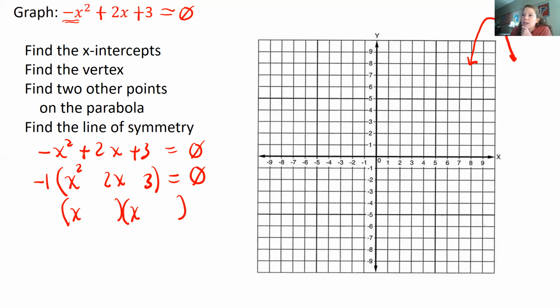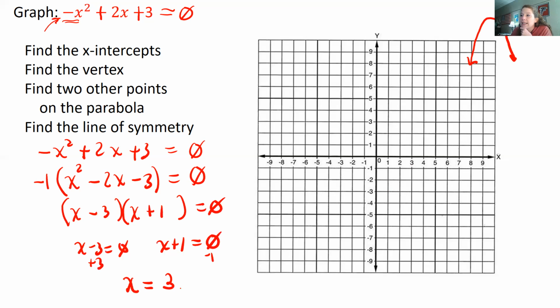So when I pull out a -1, I end up with this, okay? And then the two numbers that multiply to give me -3 and add to give me -2 would be -3 and +1. So it's still a negative parabola because we didn't change the original leading coefficient. But anyway, if we set both of these equal to 0, we have that x is equal to both. We would add 3 and subtract 1. So x is equal to 3 and -1 are our x-intercepts.